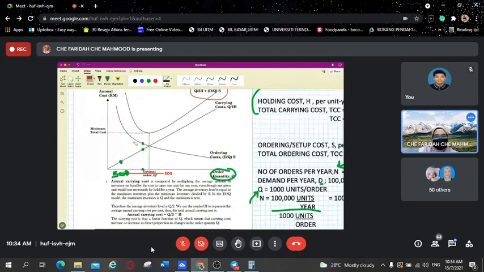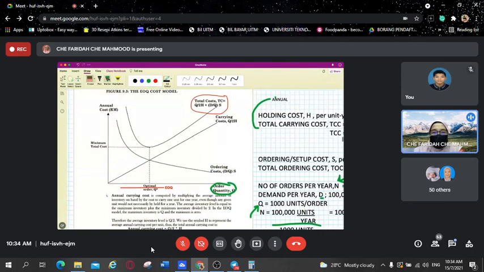Graph like this. And then when you total up these two costs, you end up with a curve like this. This is the total cost. When you sum these two costs, you realize that this point is the lowest cost. The lowest cost is actually at the intersection point of TOC and TCC.